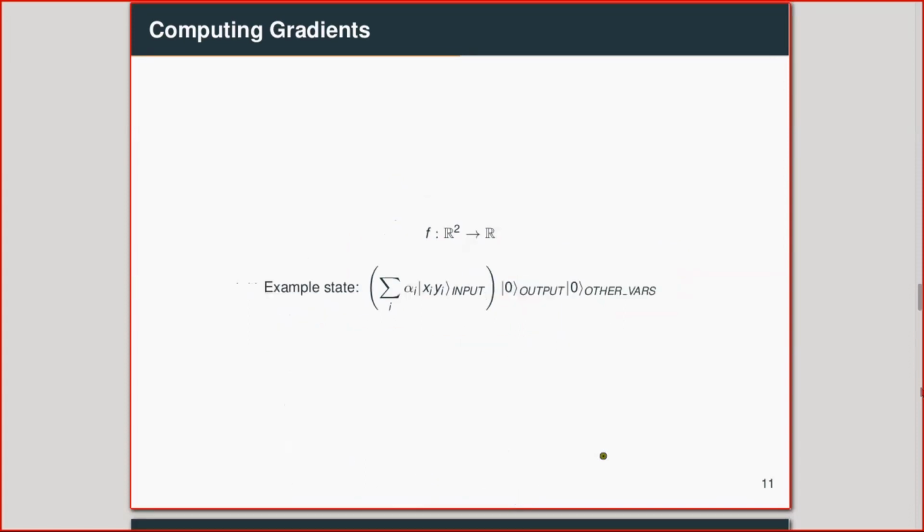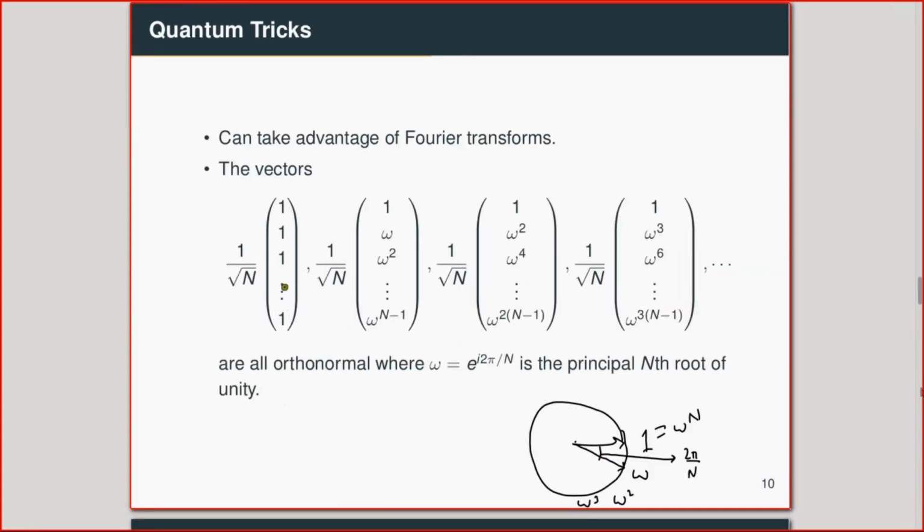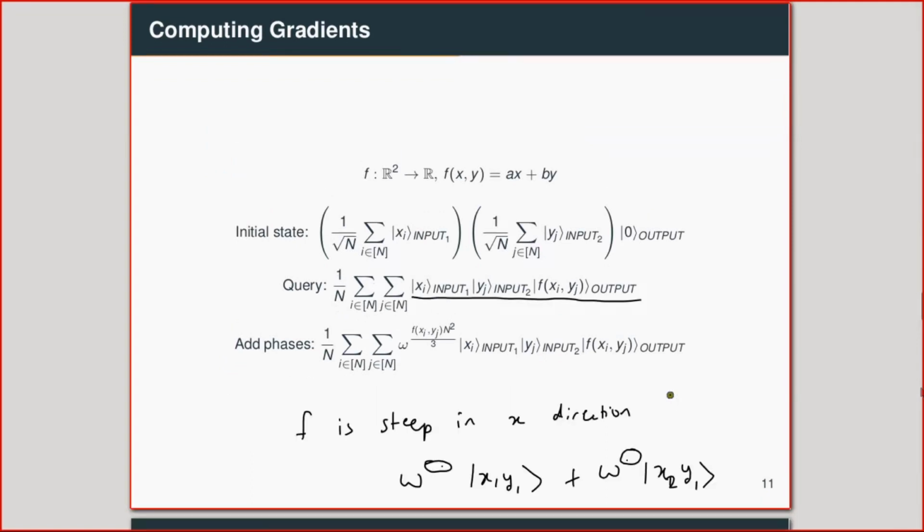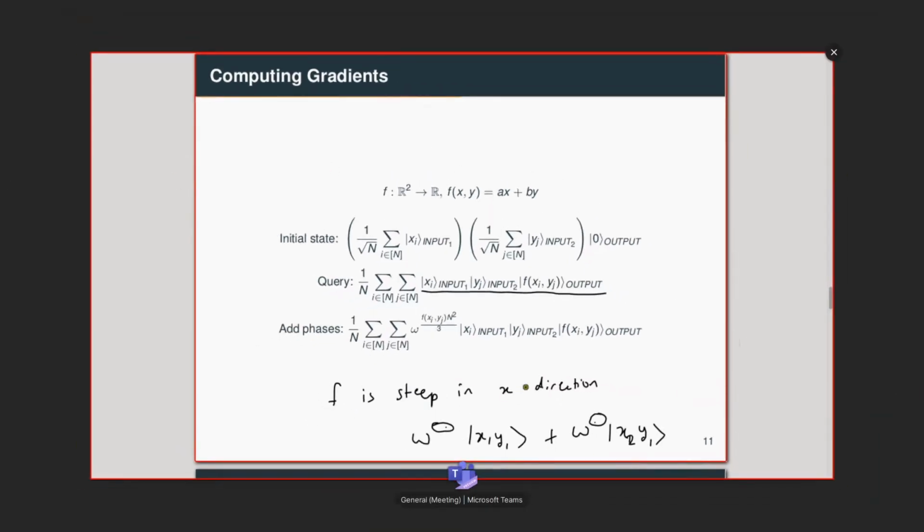And why do we want to do such a thing? It's because all of these vectors were orthonormal to each other. In this, the exponent of omega is always 0. There's omega to the 0, omega to the 0, all the way down. In this, it's increasing very slowly, just by 1 each time. Here, it's increasing by 2 each time, by 3 each time, and so on. Right? So when we do this calculation, we have that the coefficients of omega are increasing by exactly as much as f is steep in the x direction.